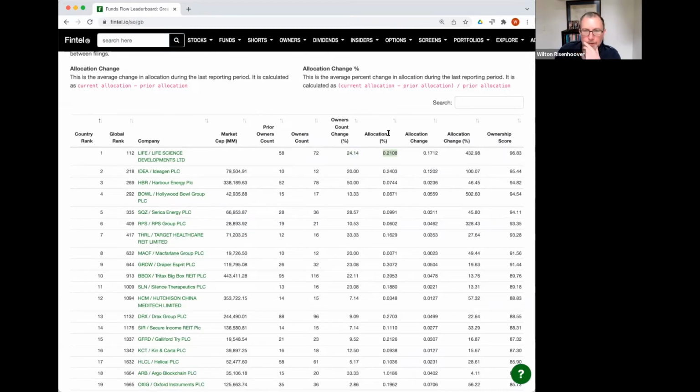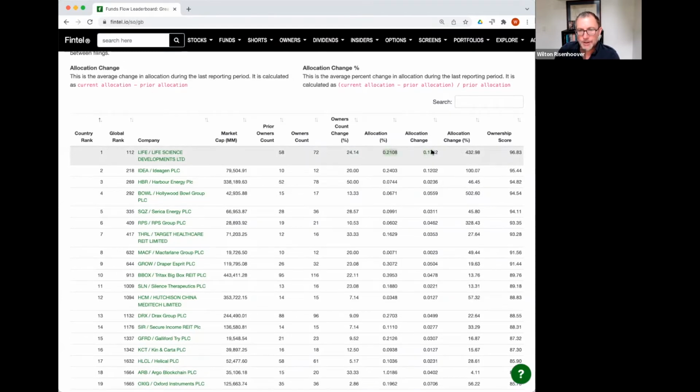And so we look at the overall allocation change for funds that are holding this company. In this case, the current allocation is 0.21%. That's an increase of 0.17%, so the actual change was 432%. Okay, that's huge, right? The average allocation of funds in life sciences developments increased by 432% in the last quarter.